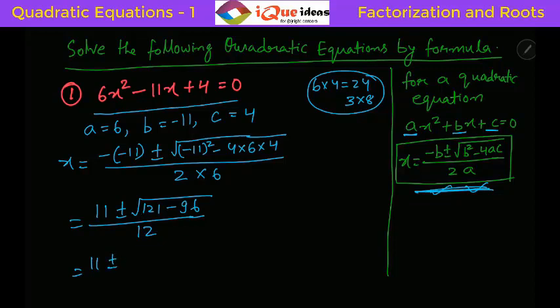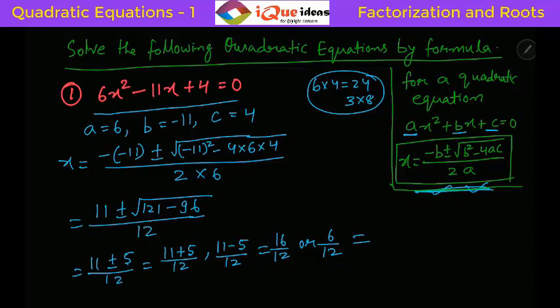Now 121 minus 96 is 25. 25 square root is 5, divide by 12. Now if I take plus sign, it will be 11 plus 5 by 12. If I take minus sign, it will be 11 minus 5 divided by 12. So what we get from here is 11 plus 5, 16 by 12, or 11 minus 5, 6 by 12. Right? So 16 by 12 will be 4 by 3, and 6 by 12 will be 1 by 2. So the answer is either 4 by 3 or 1 by 2.